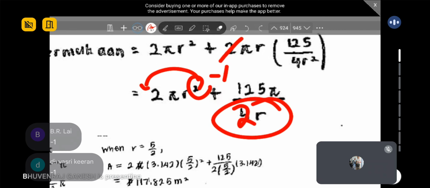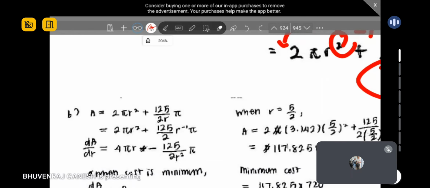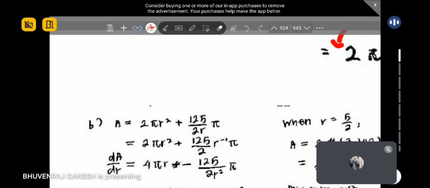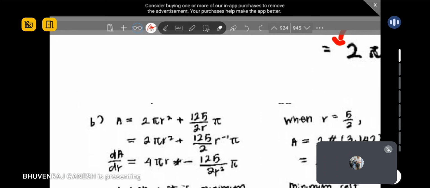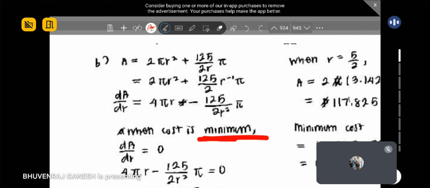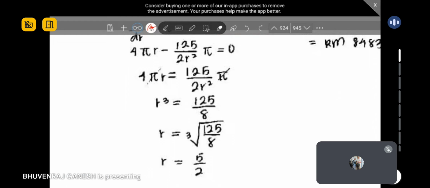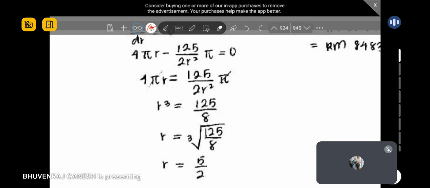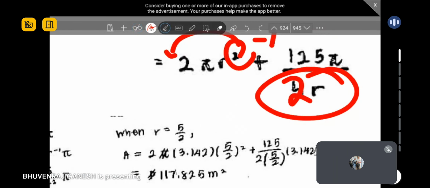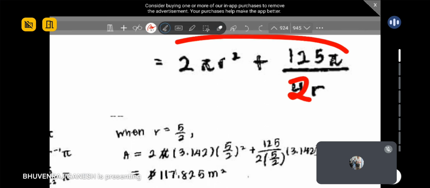Yes. You will get negative 1, correct? So you just do your differentiation lah, guys. Buat pembezaan macam biasa. So your answer will be this one after differentiate. Then like what Divyasri say, you equal to 0 because they say the word minimum, guys. Then you just solve for your R value. Cari nilai R, you will get 5 over 2. So then you have to substitute R value inside your equation. This one. Gantikan nilai R ke dalam sini.